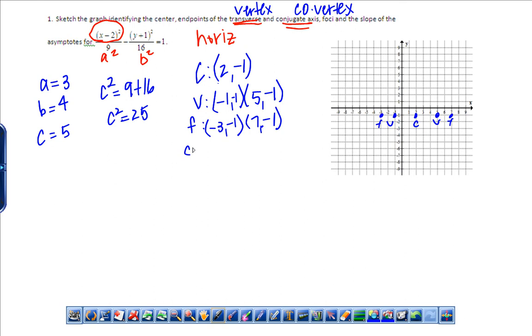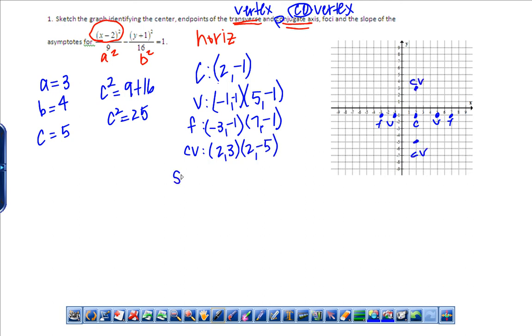Okay, your co-vertex or your conjugate, and I remember this by the co's, co-vertex and conjugate. So your co-vertex is going to go up and down, and I'm going to use my B value, so I'm going to go up and down 4, let's see, (2, 3) and (2, -5).